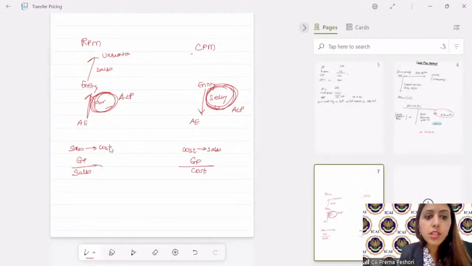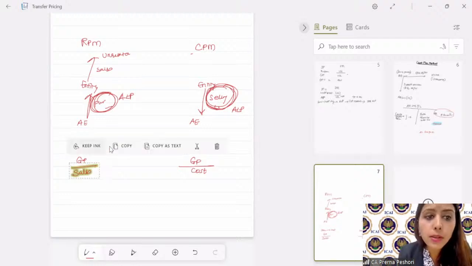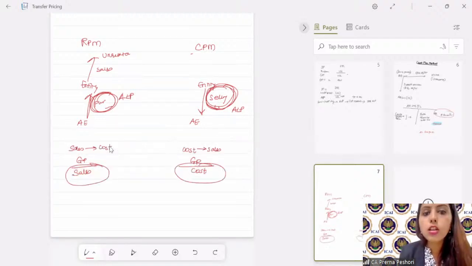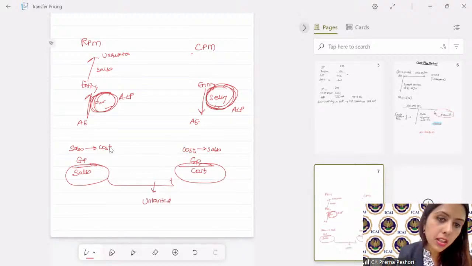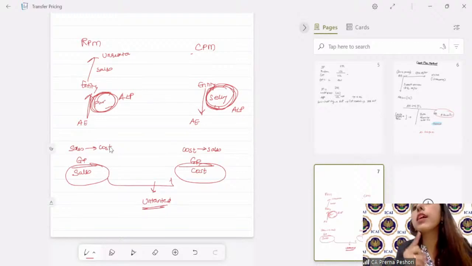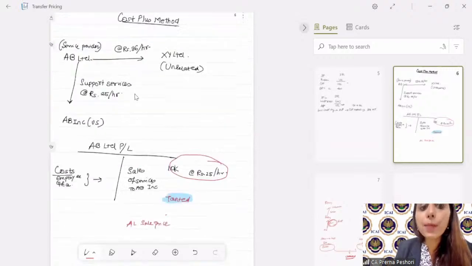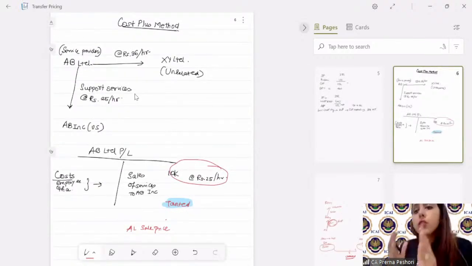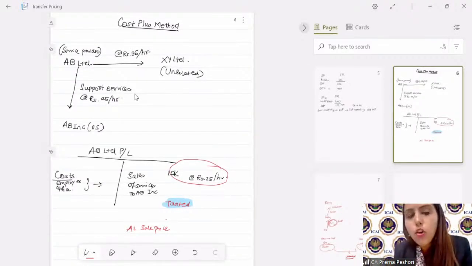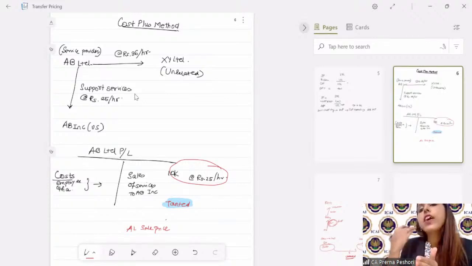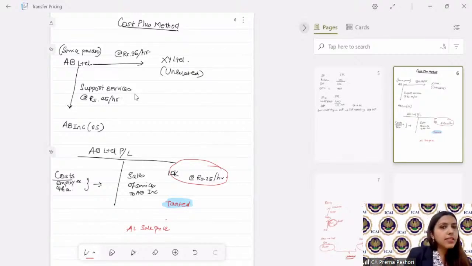Always remember, this particular denominator should be untainted, because this is what you are using for finding out the ALP. Are we clear till now? Very clear? So therefore, in CPM, we will start from the cost. We will find out the margin on the cost, and then we will find out the selling price to the A, right? So now understand this thing.